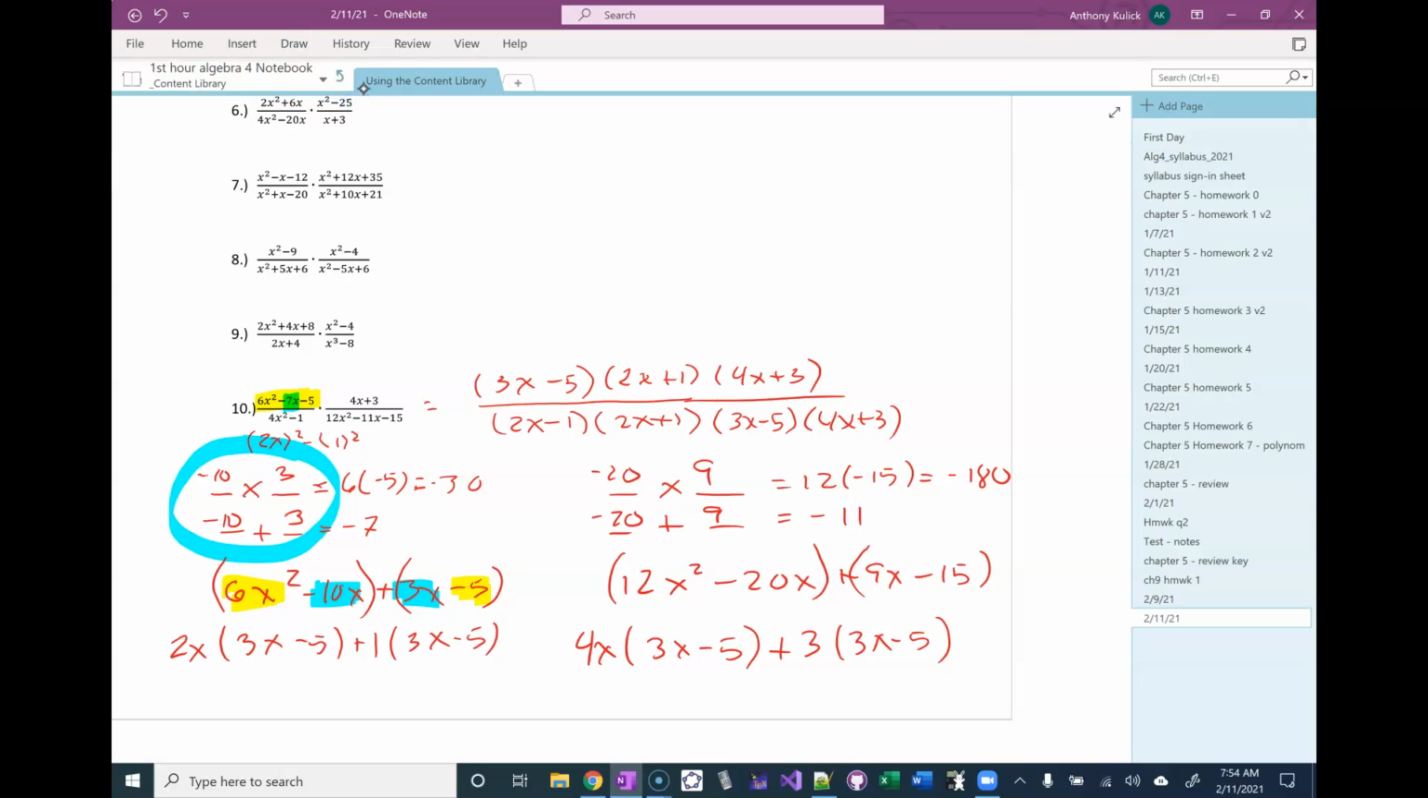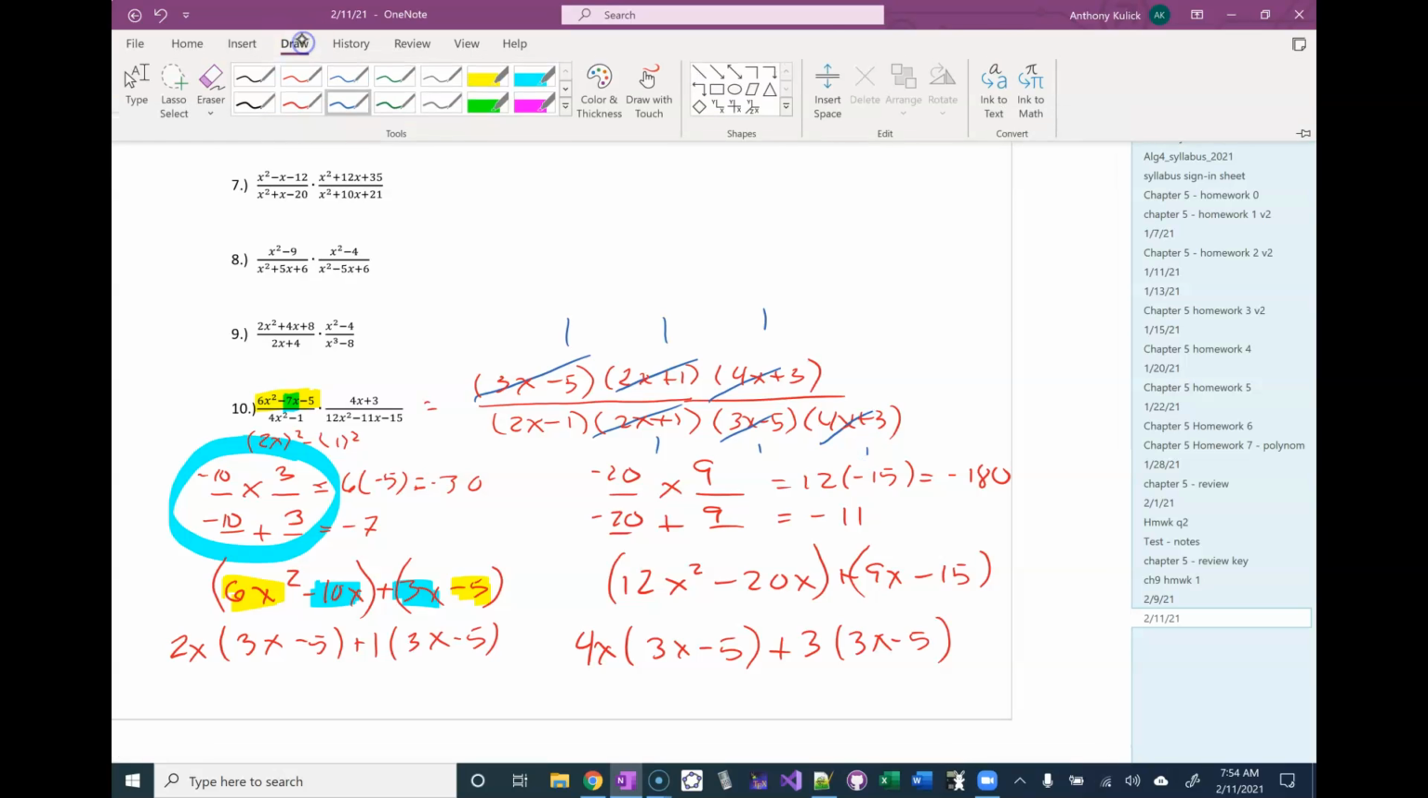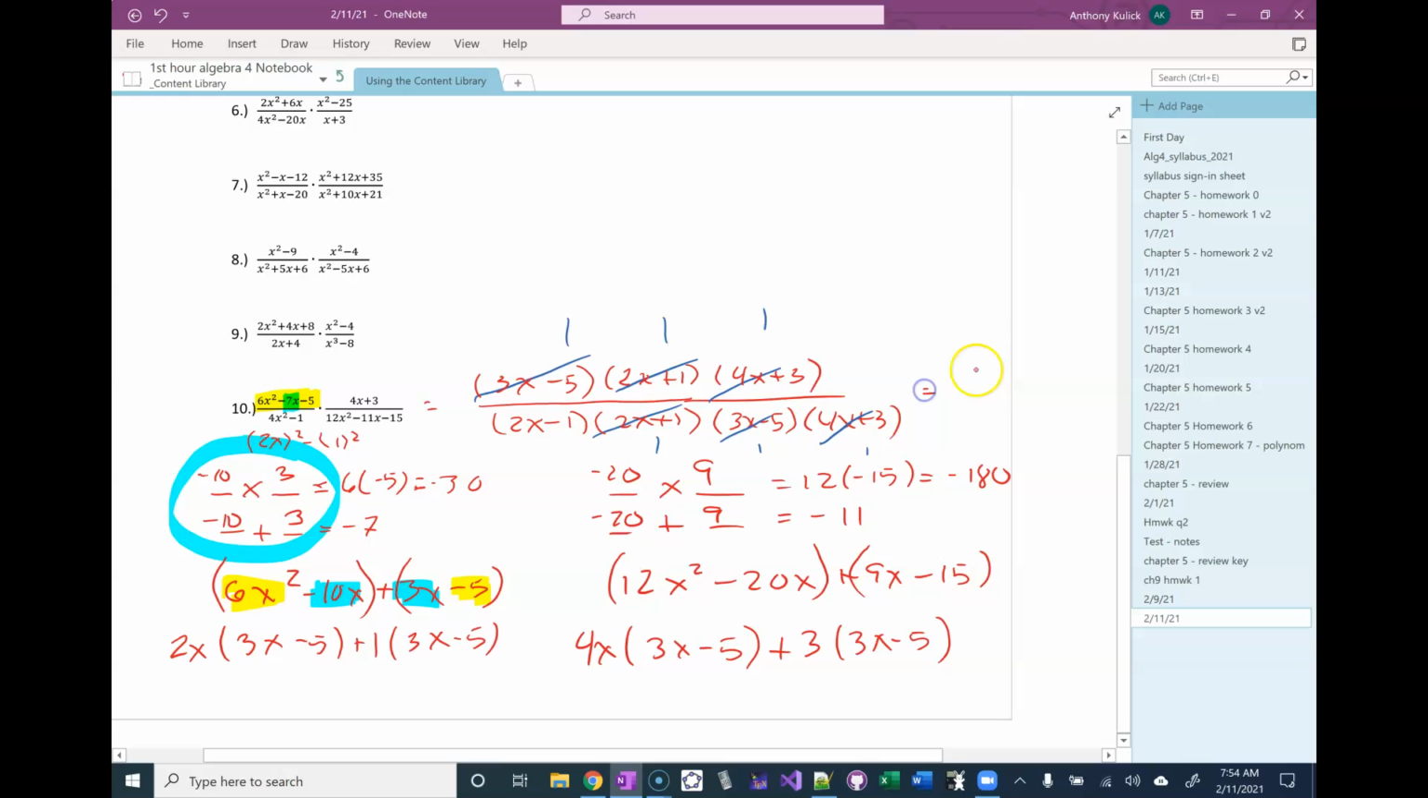So now I can reduce. Again, when we reduce, these just become 1. And we're just left then with 1 over 2x minus 1.